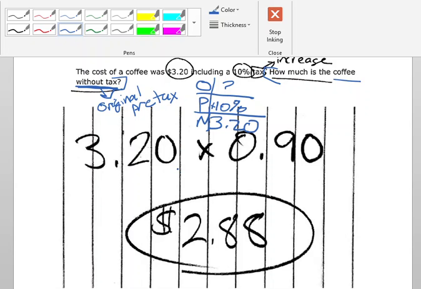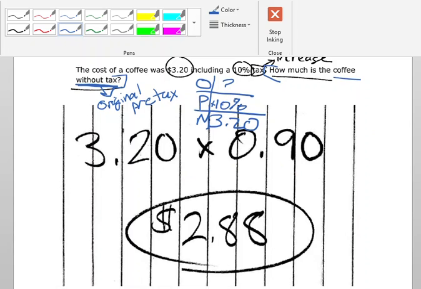$3.20. Okay, so what this student did is they said, great, $3.20 times 0.9 is equal to 288. And what she or he basically did is took the 320 and found 90% of 320 and got 288. And you might be thinking, well, yeah, like that's totally correct. It is not. And so let's come down here and see why.